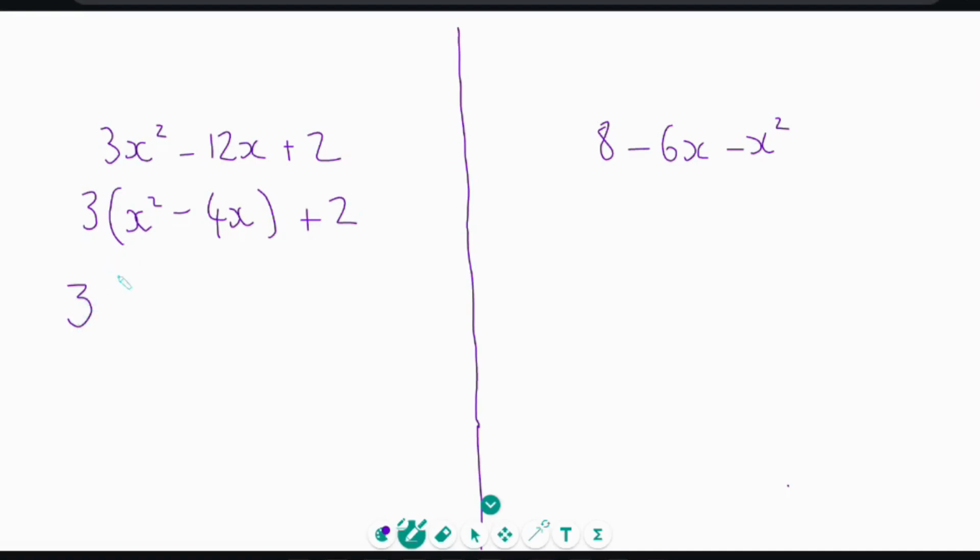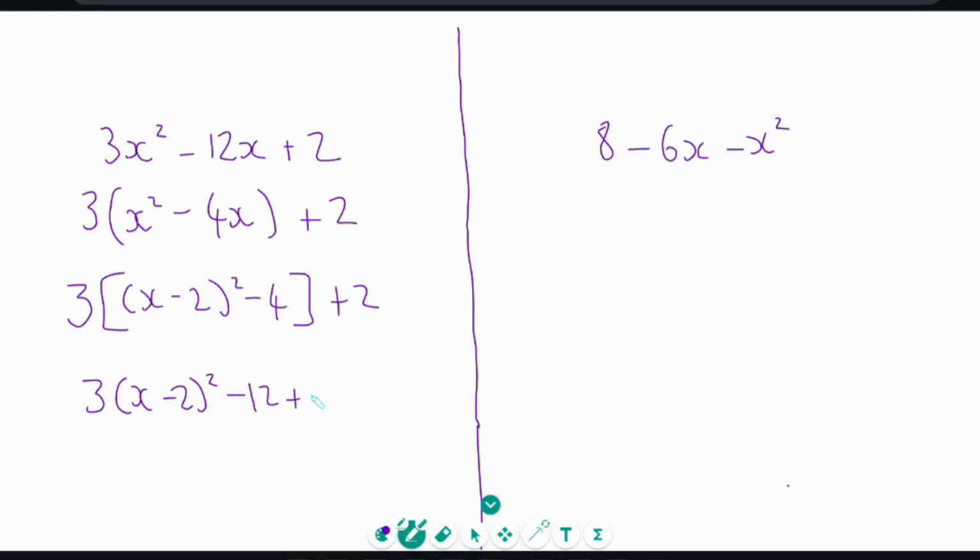Let's introduce the big square brackets. Minus 2 times minus 2 is positive 4. And then multiply through by 3 with my square brackets. Simplify. Minus 12 plus 2 is minus 10.